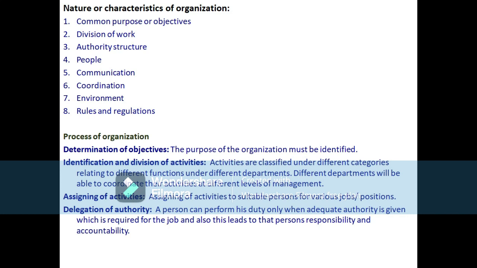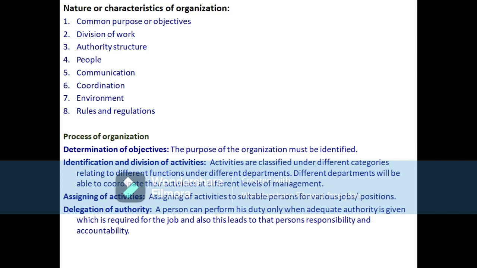So the objectives should be such that the formation of the structure of the organization reflects the objectives of the organization. It should be bound by a common purpose. So the organizing should be bounded by the common purpose or objectives.